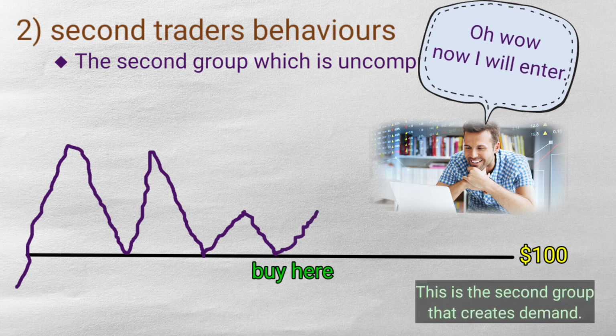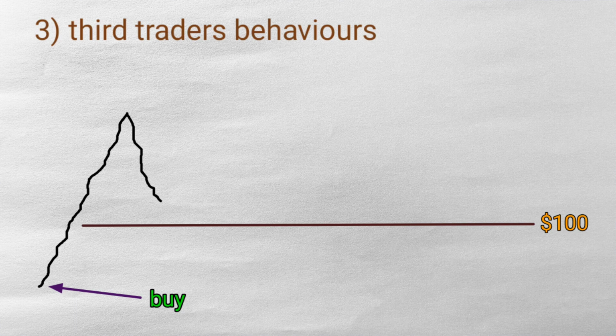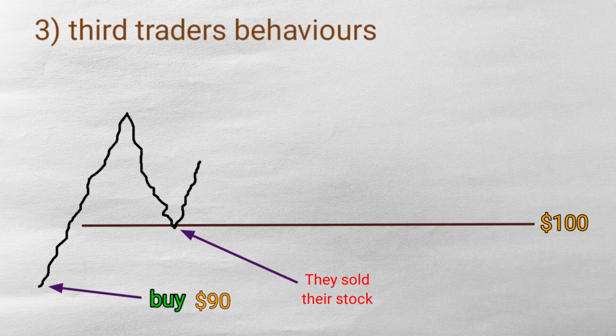This creates potential demand. So this is the second group that creates demand at the support level. The third group bought stock below $100. Let's say they bought it for $90. They sold their stock when the stock reached $100. After that the market increased to just $110.